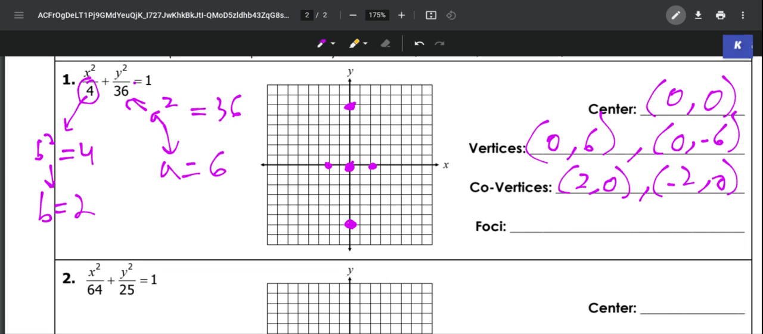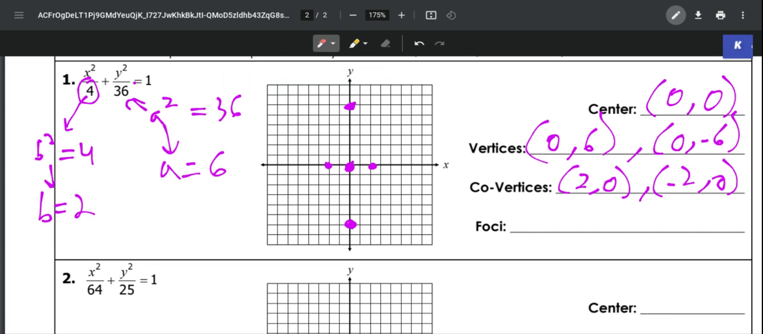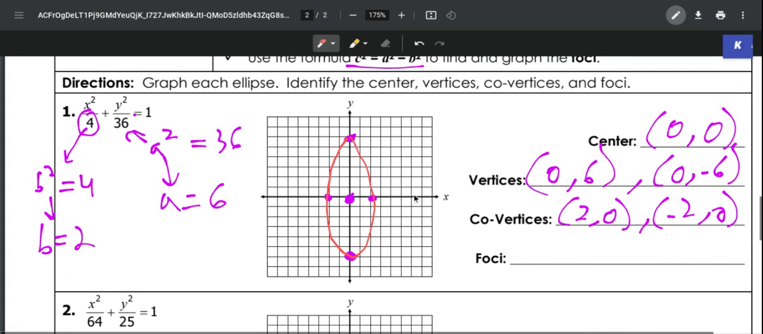We don't really need the foci to actually graph this. This is really all we need to graph this, which mine might be kind of ugly. But that's what this ellipse would look like. And remember, I told you, since our larger denominator was under our y term, or this variable y squared, that tells us that we have a vertical ellipse. And we can see that here. This axis of symmetry right here is longer than this horizontal axis of symmetry.